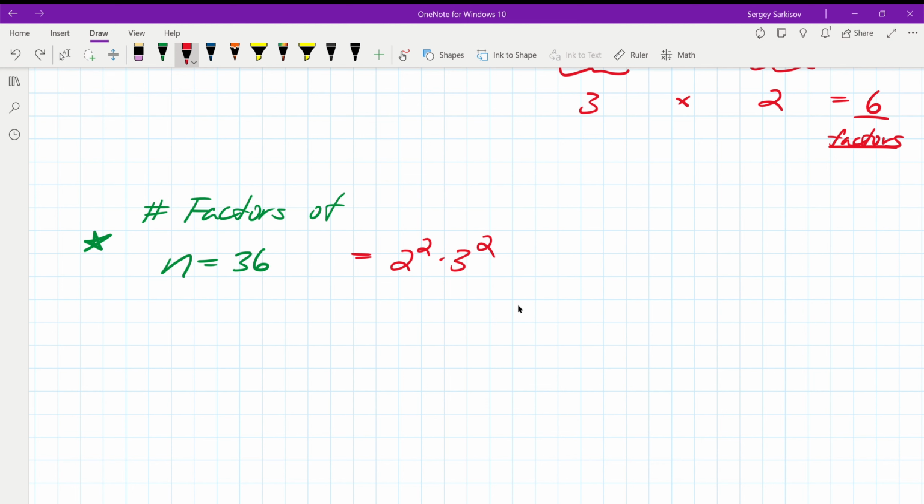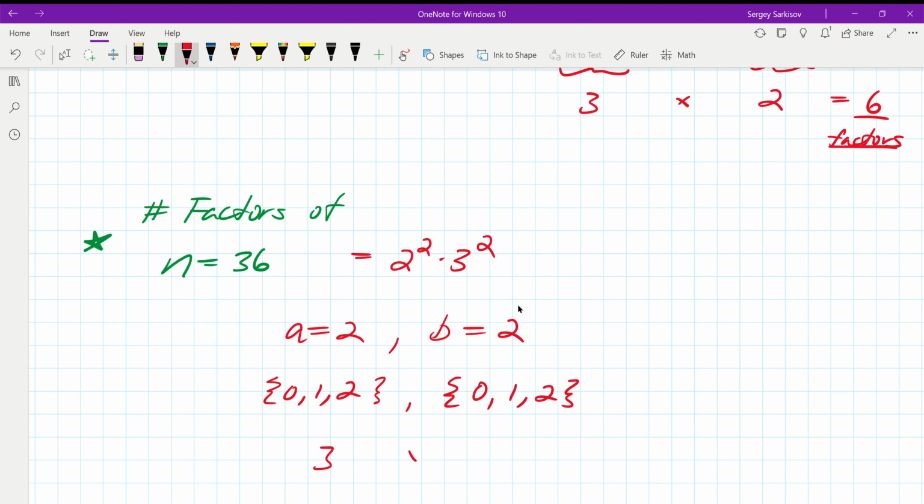And so anyway, what happens? Well, A is equal to 2, right? There are 2 2s in there. B is equal to 2 also, 2 3s. And you can have that set 0, 1, 2. Don't forget there's a 0. The set 0, 1, 2 again. And you take 3 from there, and you get 9 factors. And we had 9 factors, so remember we did that. I wrote it up there, 9 factors.